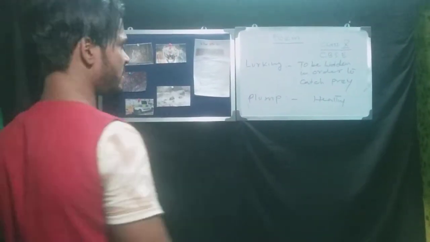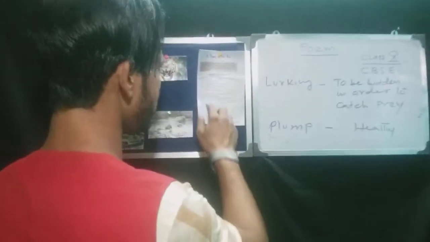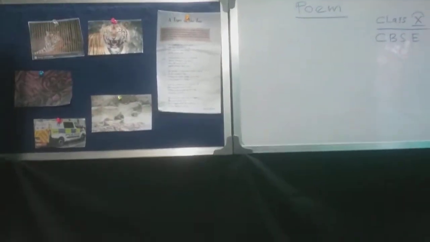Now let's see the next stanza of the poem. He should be snarling around houses at the jungle's edge, bearing his white fangs, his claws, terrorizing the village. Now let's see the meaning of the difficult words of this stanza. Snarling means making a growling sound.